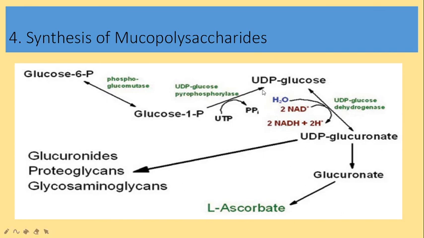And they are helpful for the formation of mucopolysaccharides. From UDP glucuronic acid you can get glycosaminoglycans, proteoglycans, and other glucuronides. This glucuronic acid is a precursor for vitamin C in most animals except humans, monkeys, guinea pigs, birds, and fishes, because humans, monkeys, and guinea pigs lack the enzyme gulonolactone oxidase. So humans cannot synthesize this vitamin C.